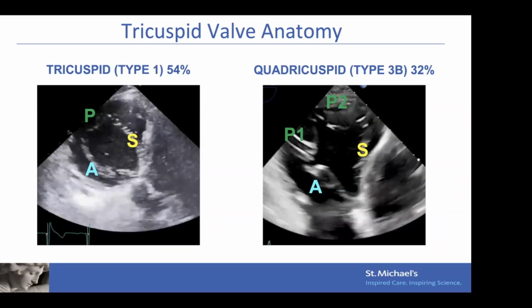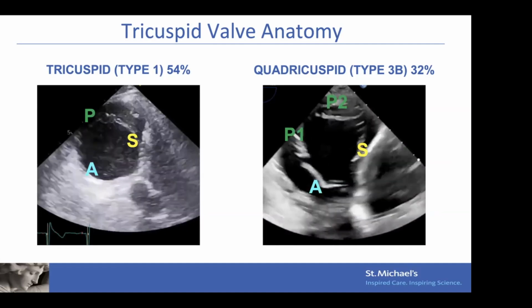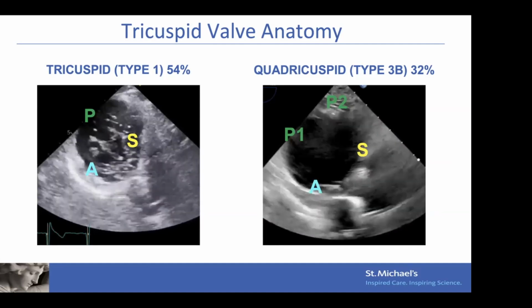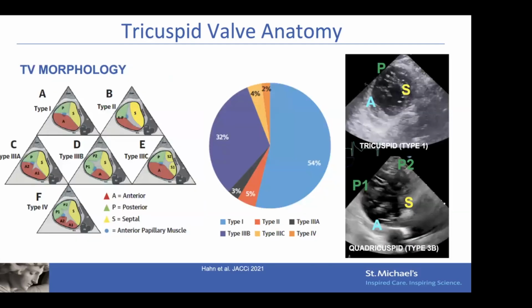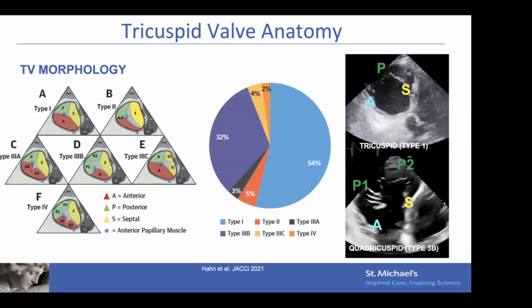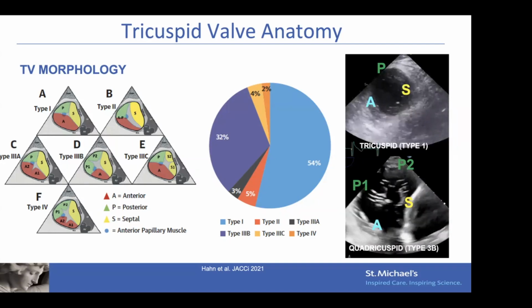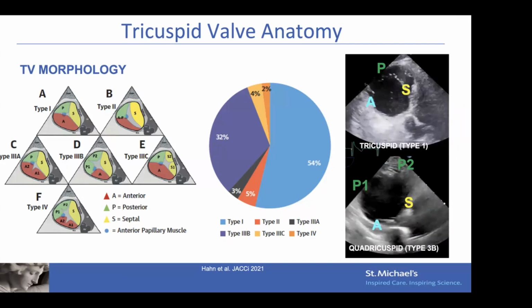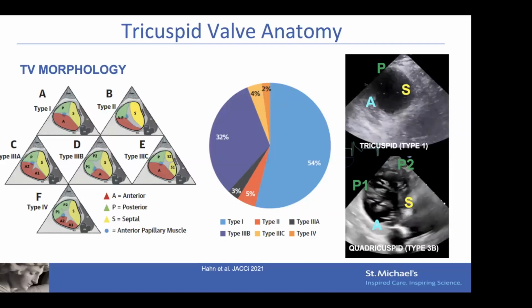Other patients will have a more complex tricuspid, for instance, a quadricuspid valve, as shown on the right. This is actually a very nice study by Becky Hahn, in which she evaluated the morphology of 570 patients. As you can see, only about 54% had a classic type 1 or tri-leaflet configuration. About 5% actually had a bicuspid tricuspid valve, typically with a fusion of the anterior and posterior leaflets.